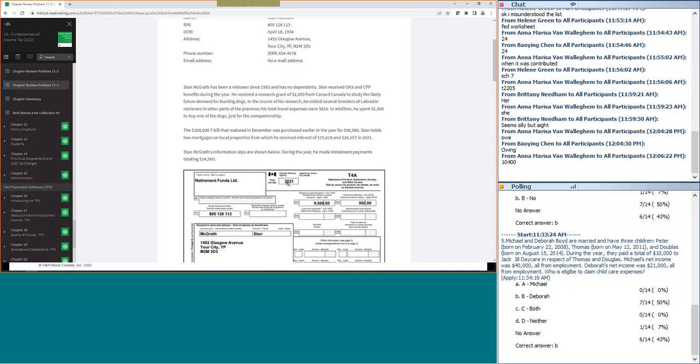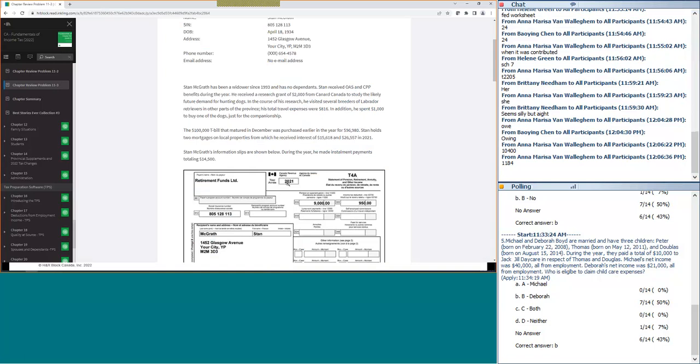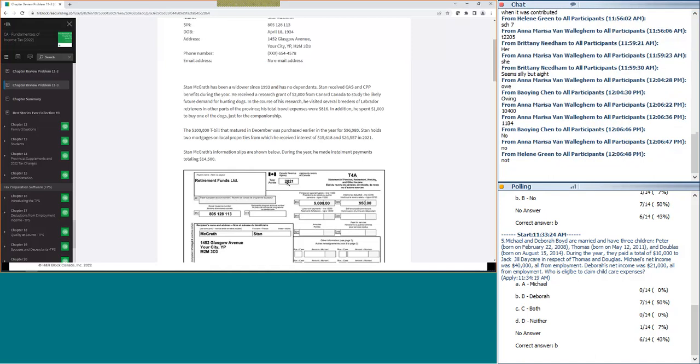So he had travel expenses related to his research of $816, and then he spent $1,000 to buy a dog. Can he claim the $1,000 cost of buying a dog? No. He didn't have to buy a dog for his research. He just wanted to buy a dog. So generally speaking, pets are not deductible on a tax return, but the $816 is, so we can take the $2,000 grant and deduct $816, and that will be other employment income.